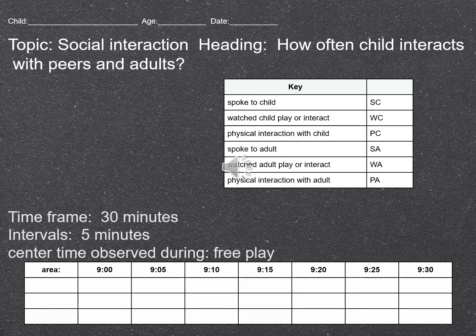And the time frame is 30 minutes. We are, in this case, doing 5-minute intervals. And then in this case, we're observing during free play time. So we're going to write the area that we are observing in, and then in each time frame, we're going to write the initials of what we observed happening.